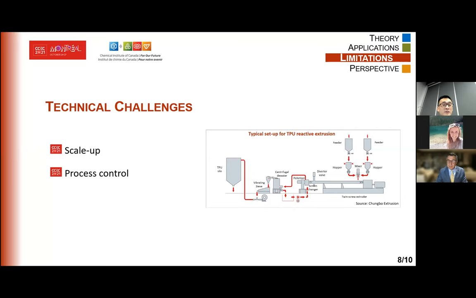And also the auxiliary equipment design is a limitation, a technical challenge for reactive extrusion. For example, if we need to dose a small, tiny stream of materials into the extruder, it's not always easy. For example, if we need to add 1% of some liquid catalyst into the extruder, it is not the easiest work to do.